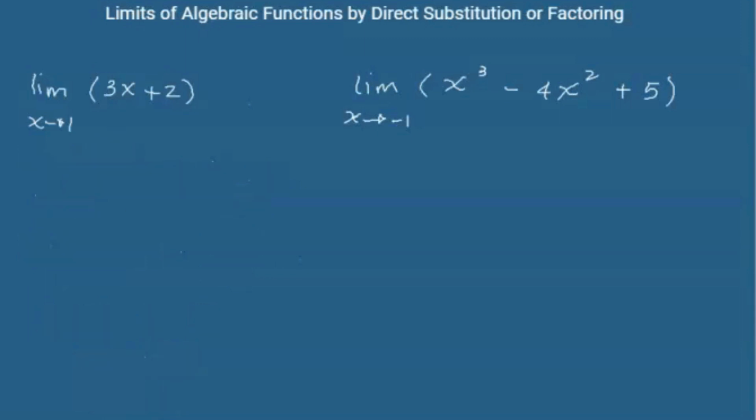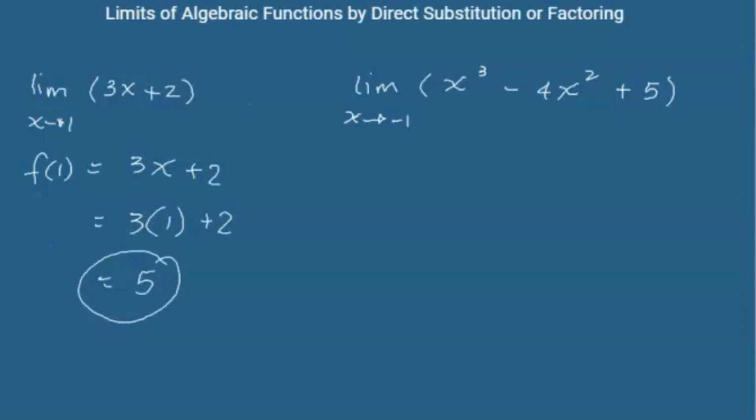Or we can solve this by direct substitution. So f of 1 is equal to 3x plus 2. So 3 times 1 plus 2. So we still get the same answer, 5.